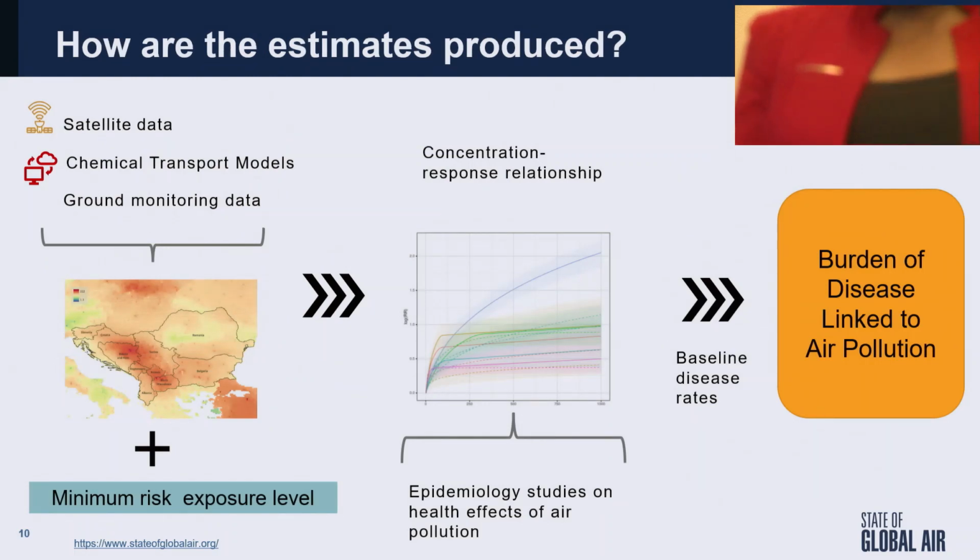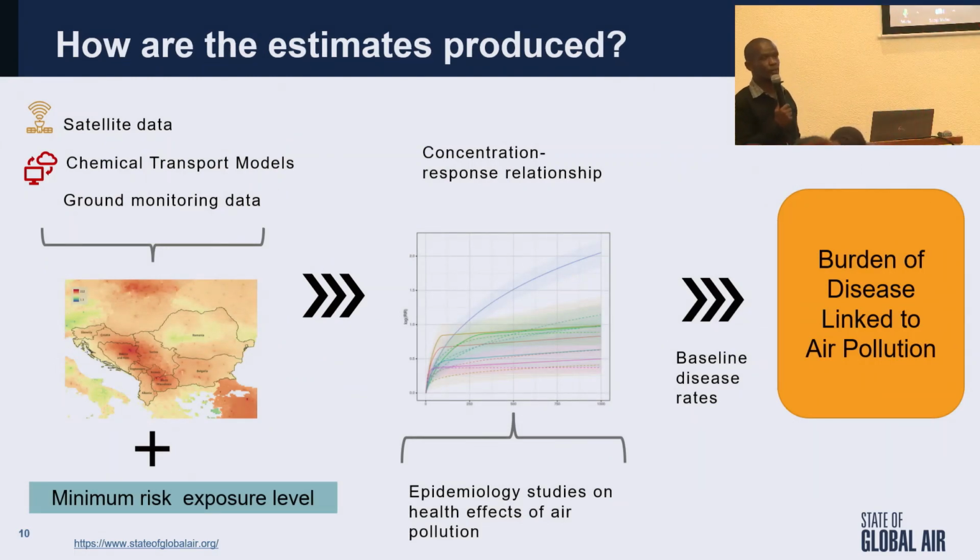So, the full picture here, just to show you the whole range of how we arrive at the burden of disease linked to air pollution. You have your data, minimum risk exposure level, you try to assimilate all that, and you use your dose response functions to elucidate what proportion of your population would be burdened by ABCD outcome. And the outcomes are many.